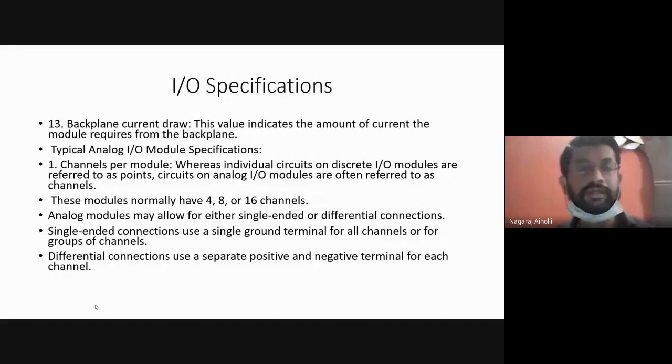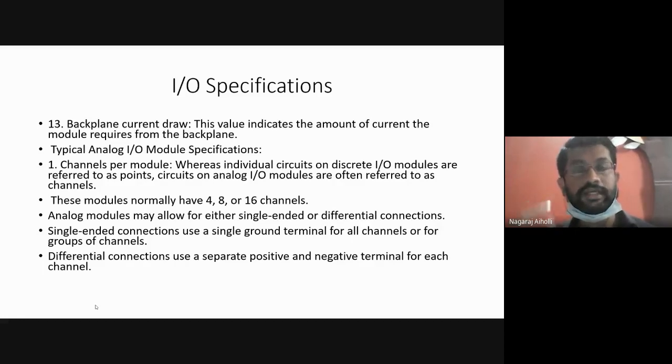The first term, channels per module. Again, the same thing: the number of field devices that can be connected to the input output module. The maximum number of field devices we can connect to that particular module is called the number of channels per module. Analog modules may be single ended or differential. Single ended means there is a single channel connected to a single field device and one common connection. This is called single ended.